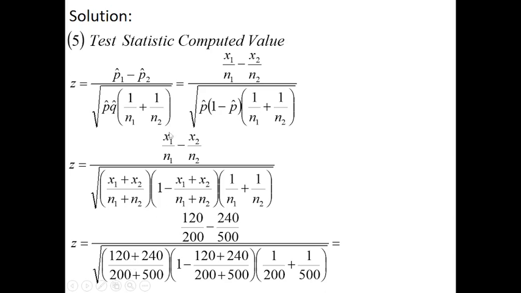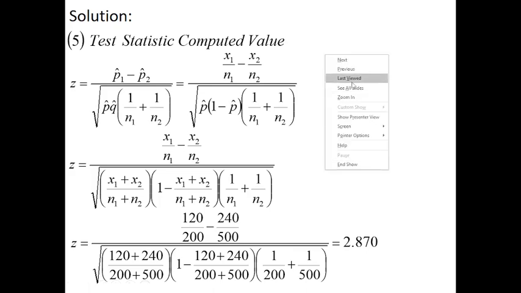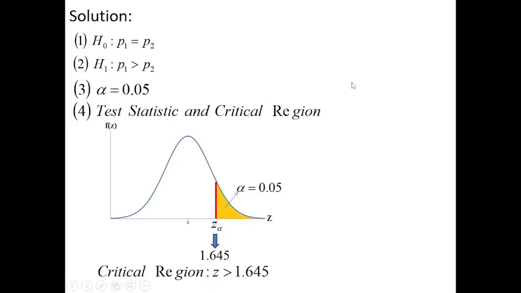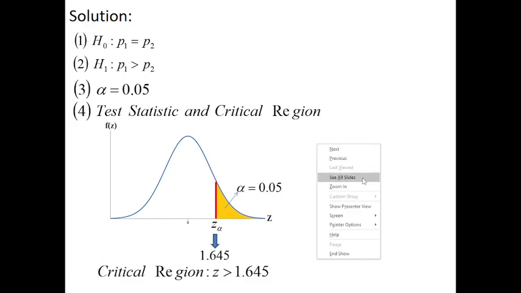So, x sub 1 is 120, n sub 1 is 200, x sub 2 is 240, and n sub 2 is 500. We just plug those in. The final answer that appears is 2.870. Is this in the critical region? Let's see. Yes, it is. It is greater than 1.645. It is in the critical region.